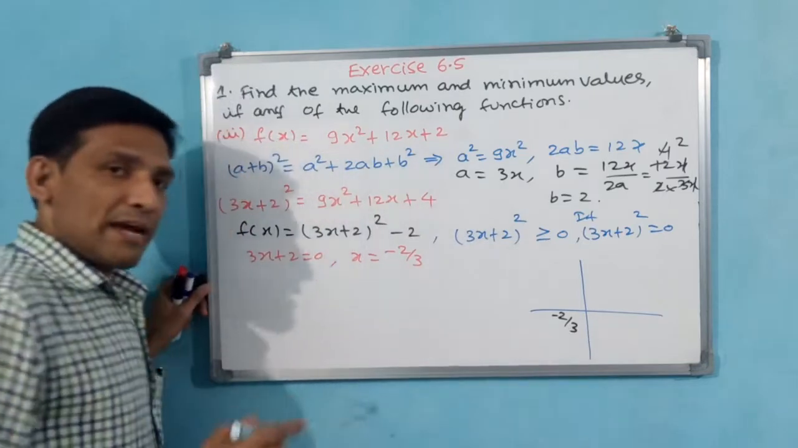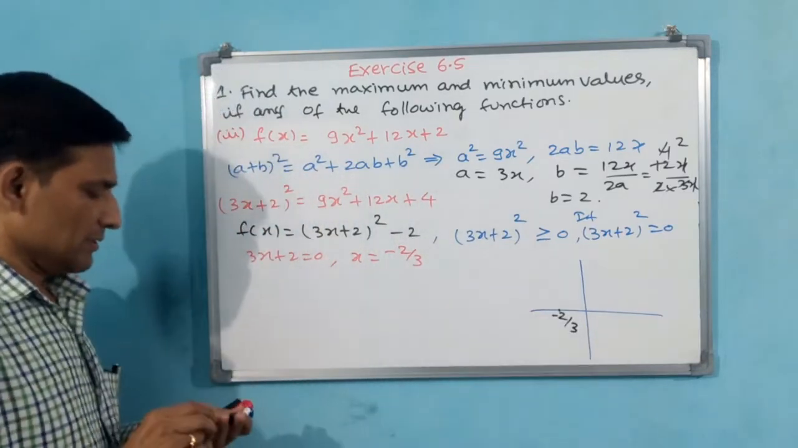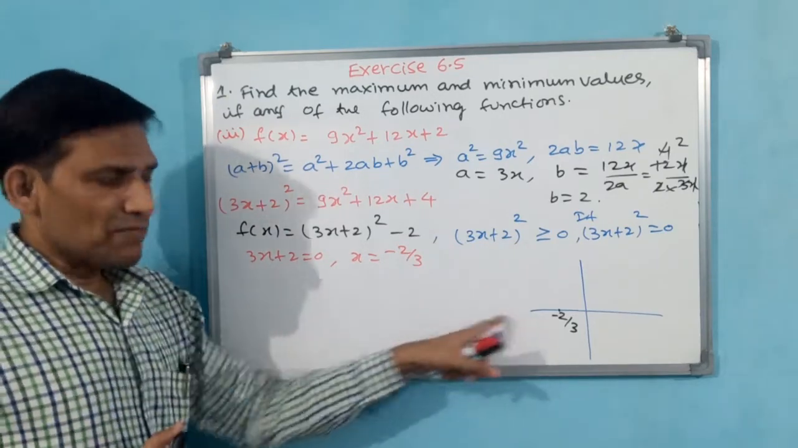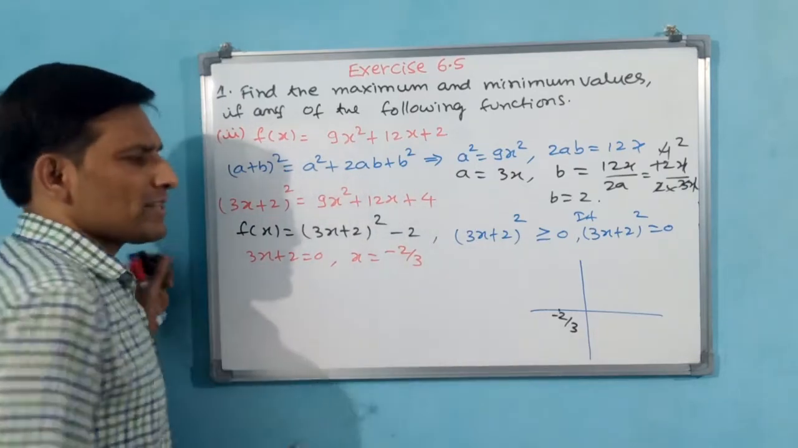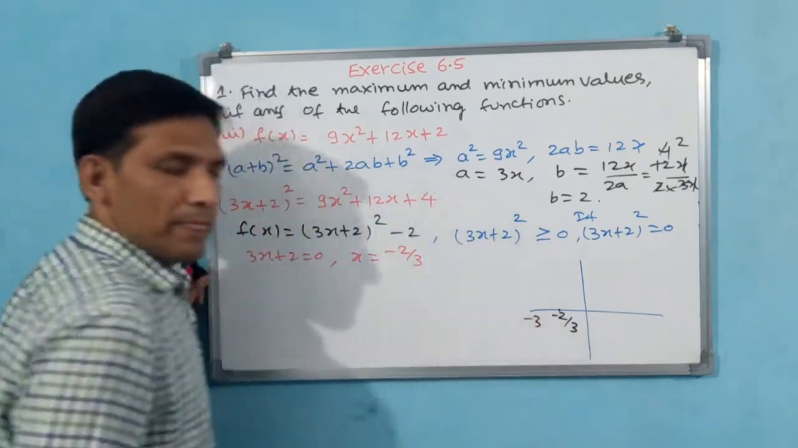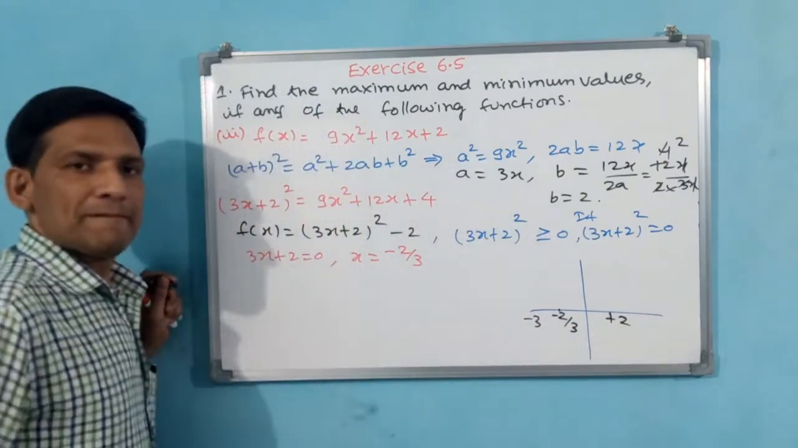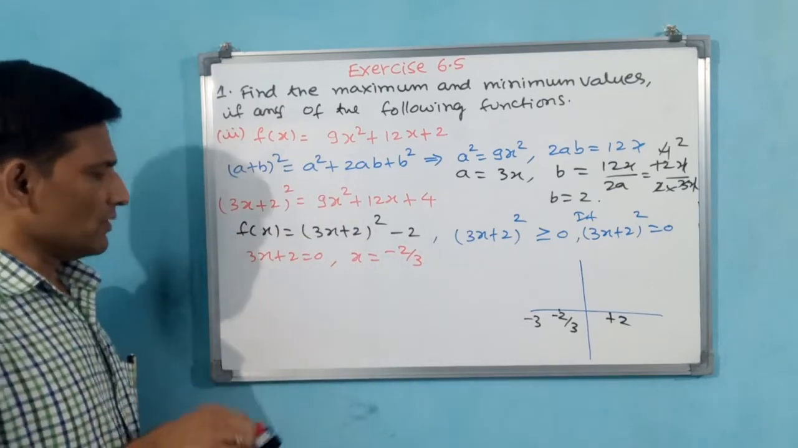Okay. Now what I am taking. See, at minus 2 by 3 also you have to take one value. But you see, another 2 points we will take. Left side of this minus 2 by 3 and right side, that means negative side. On the negative side shall I take minus 3? On the positive side shall I take plus 2? Okay, see in these three areas we will find the y value, the f of x value.